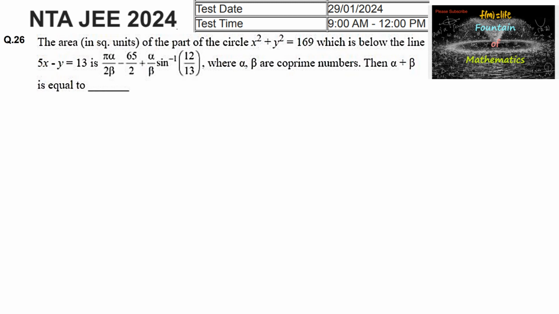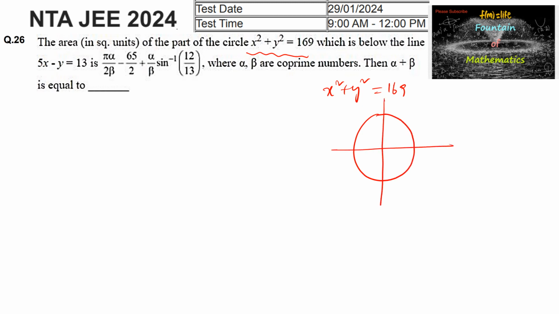The area in square units of the part of the circle x square plus y square is equal to 169, which is below the line 5x minus y is equal to 13, is given as pi alpha upon 2 beta minus 65 upon 2 plus alpha upon beta sine inverse of 12 by 13. So we can see that the circle is in a standard form whose center is origin 0 comma 0 and the radius is 13.